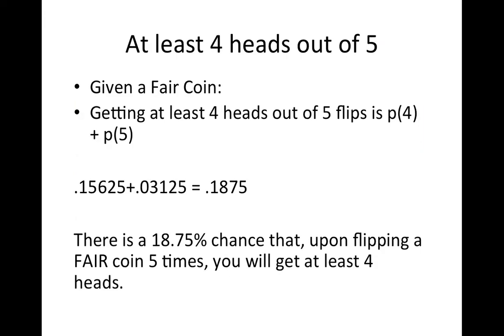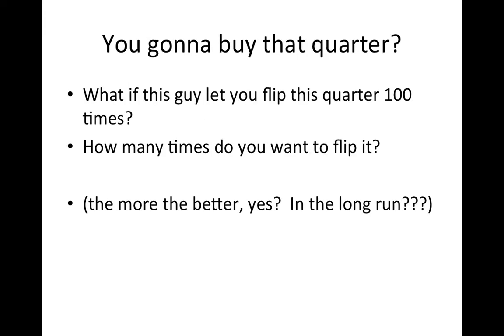So if we think of at least 4 heads out of 5, we add the probability of 4 plus the probability of 5 to arrive at an 18.75% chance of getting at least 4 heads upon flipping a fair coin 5 times. So we are putting a value on that result. There's an 18.75% chance that you would get that result or better if it were a fair coin. Okay.